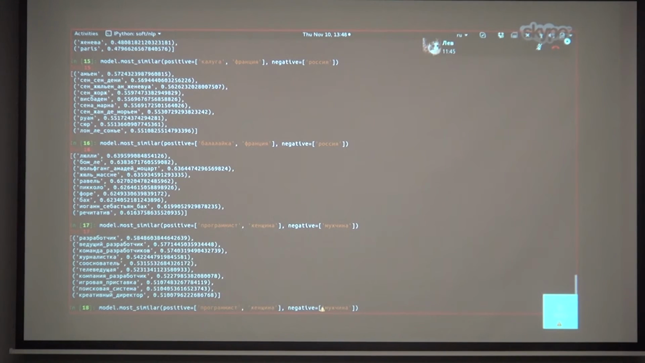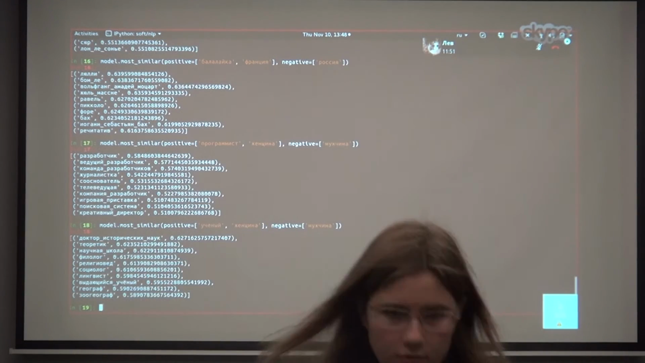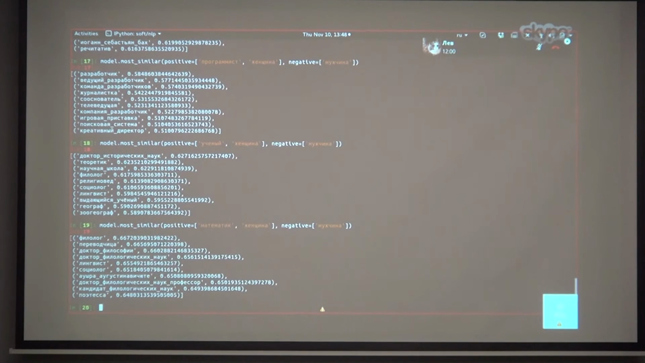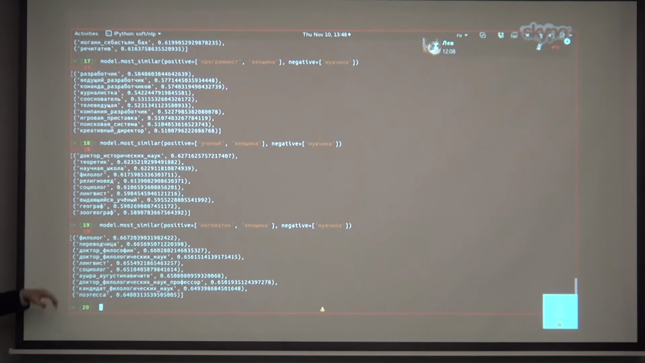Let's try something else. Let's try scientist. There we go. Okay, I think we are onto something. Let's try mathematician. Yeah, there we go. So that's a great example for this conference. A female mathematician, by Russian Wikipedia data, is a linguist, philologist.